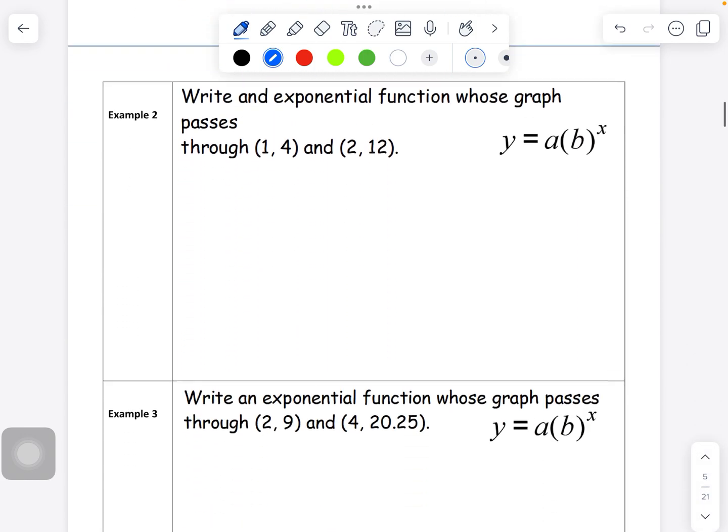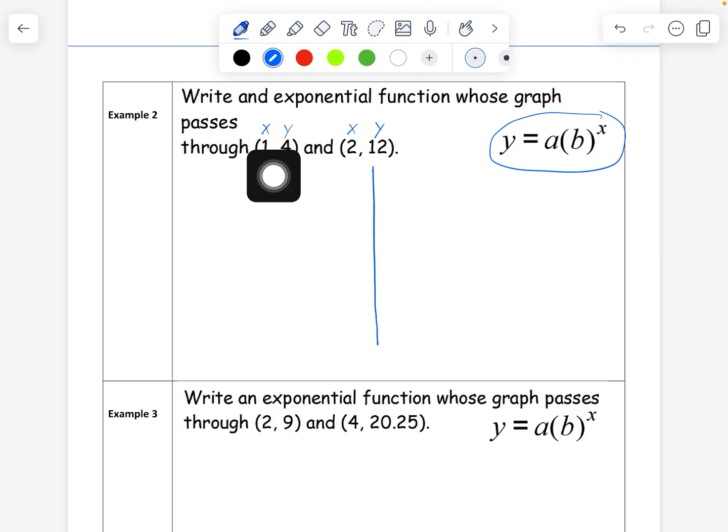Now we're on to the last part, which is writing the exponential function whose graph passes through these points. The first thing that I always like to do is divide it up, because we're going to think of this as two separate equations. We're going to be using this equation on both sides. We start with the x and y values for each. On the left side, I'm going to use the 1, 4 and plug it into this equation. Then I'm going to do the same thing on this side, using the 2 and the 12.